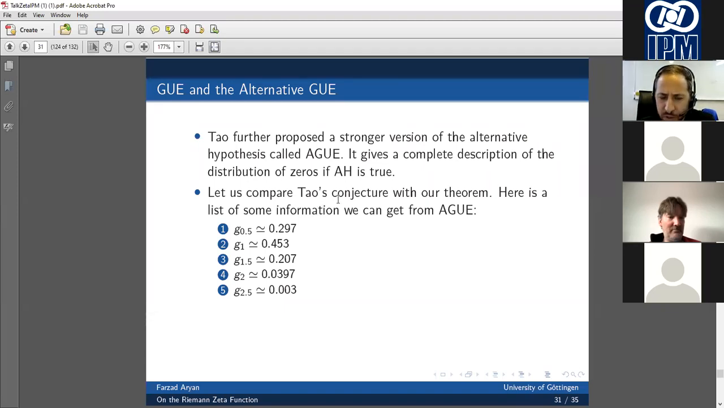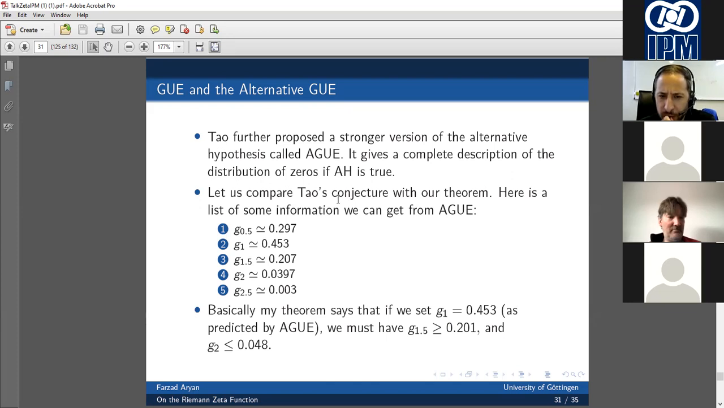So how it relates to the theorem I had is this: by the theorem I proved, if we assume the number of gaps is as AGUE predicts, 45%, then the rest of them fall into place. This gives that the proportion of 1.5 gaps is bigger than 20%, which is his prediction, and the number of gaps of length 2 is smaller than 5%, while his prediction is about 4%. That basically sums up everything. So the other gaps are going to be very small if you assume the alternate hypothesis.